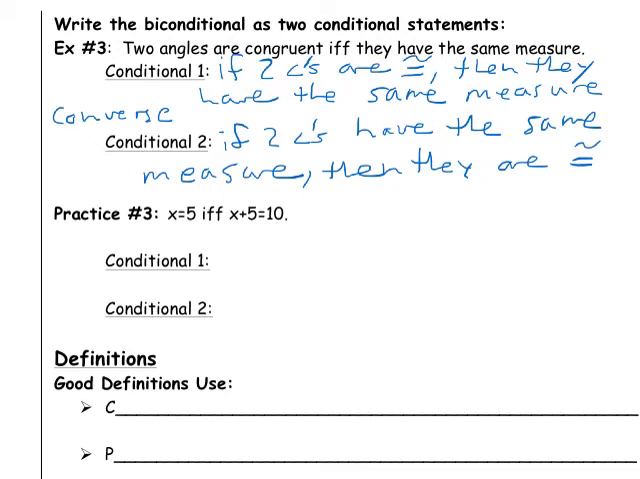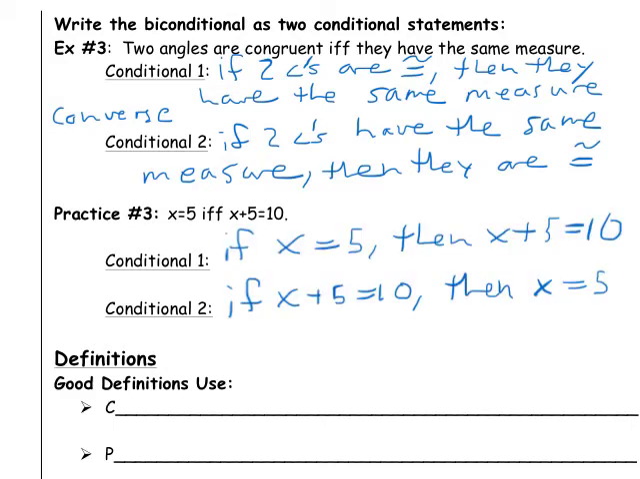So that's all you're going to do. You're going to take this biconditional statement and break it into two different statements. So we're going to get rid of that if and only if, and now add the if and the then back in, and then write the converse using if and then. So I want you guys to go ahead and try that with practice number 3, and go ahead and pause the video. Okay, well here's what you should have had. You should have said, if x equals 5, then x plus 5 equals 10, and its converse would be if x plus 5 equals 10, then x equals 5. There we go. So let's move on now.